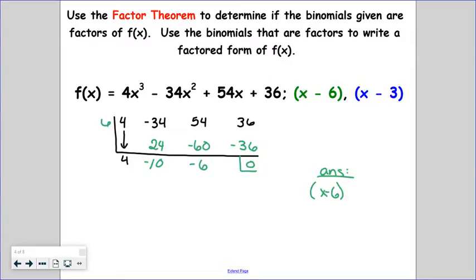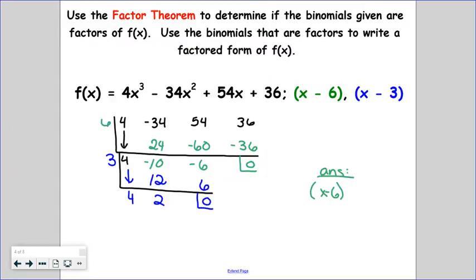So now I get to use the 4, negative 10, negative 6 to test out our other possibility. And the other possibility is x minus 3. So that's my factor. The 0 would be 3. Go ahead and do my synthetic division using 3. 3 times 4 is 12. Negative 10 plus 12 is 2. 3 times 2 is 6.